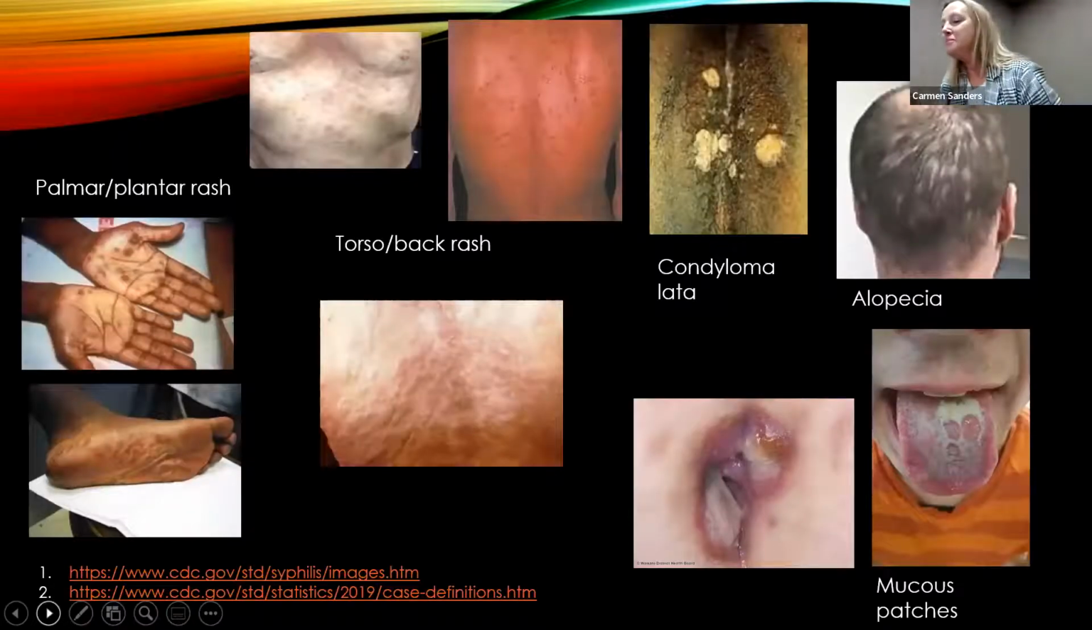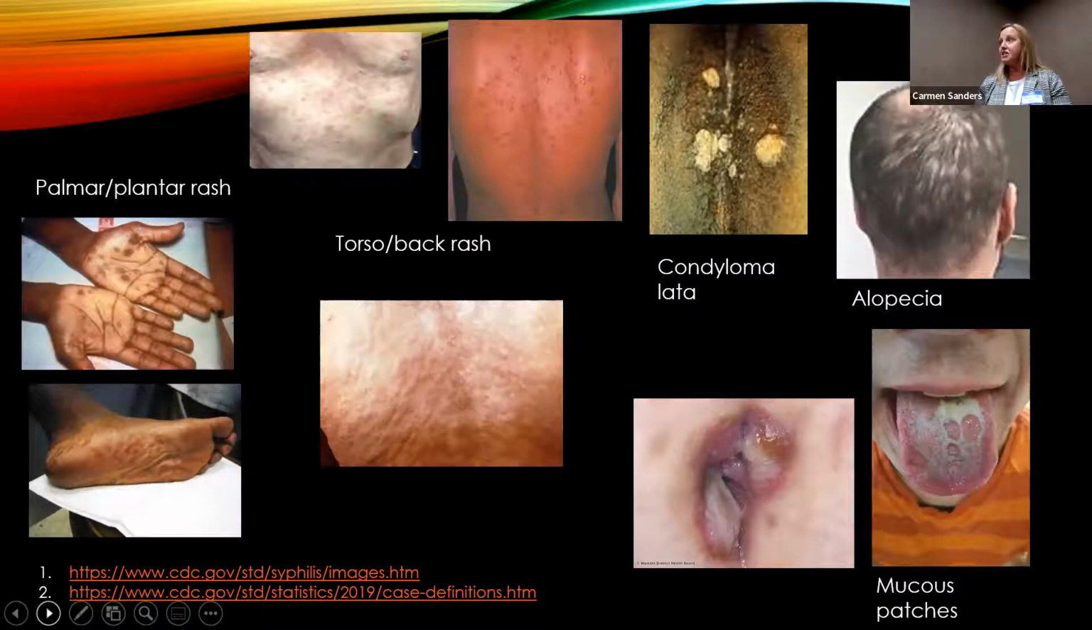Thanks, Monique. And here's some pictures of these secondary presentations. So starting from the left and going over, you've got your foot and your hand rashes, your torso and your back rashes, your condyloma lata. Those are those real light patches that you see there in the skin. And they do look a lot like warts. They look like papillomas. And you can also have those in the perirectal area as well. That's what that bottom is. Alopecia, it can be spotty. So kind of look for those hair patterns, and you can have mucus patches in the mouth.